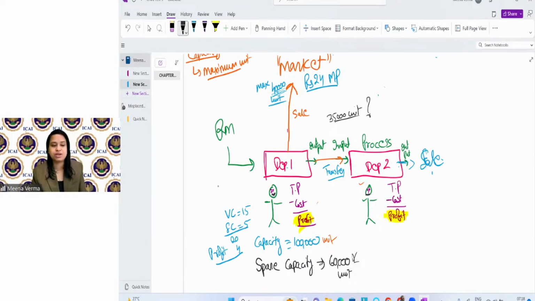I have spare capacity. So yes, since he has the spare capacity, he will produce and transfer the goods to department 2. How many units? 35,000 units. He will transfer it. But now the question comes here, at what price will he transfer the goods from department 1 to department 2? What will be the price at which he will transfer the goods? So the price at which he will transfer the goods will be what?